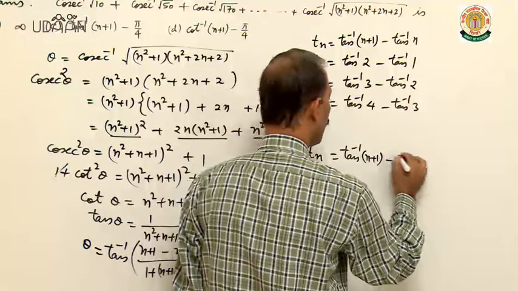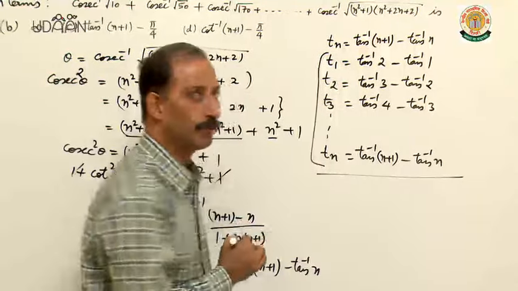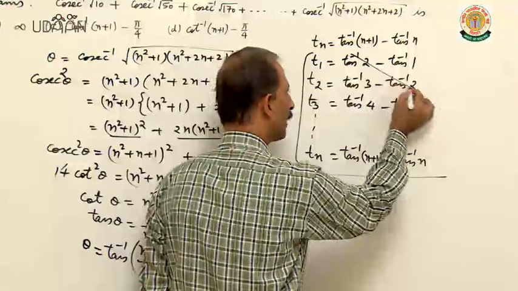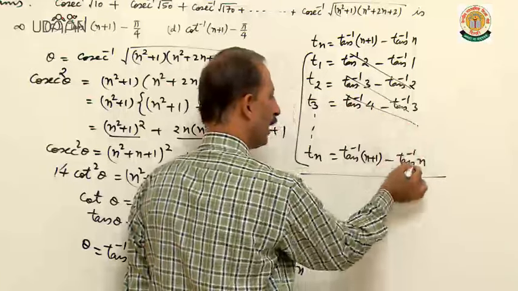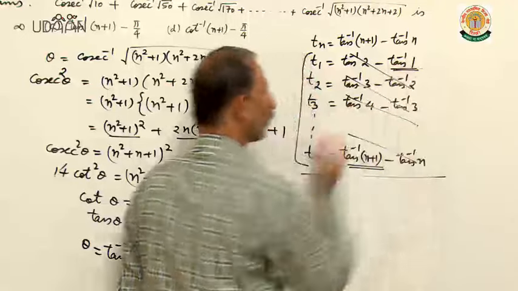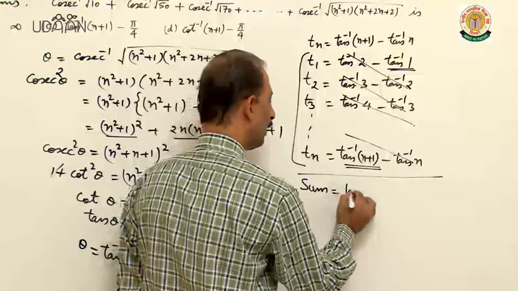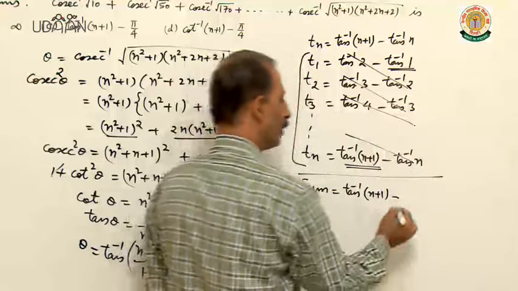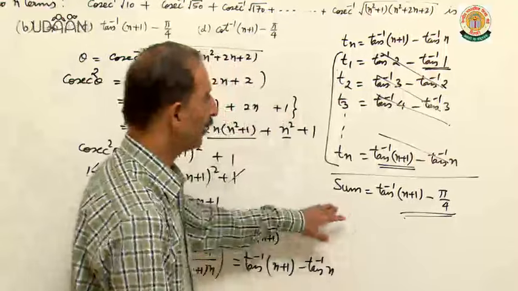If you are adding these terms, first to n terms we have to add. Children, you can see here, this is positive, next one is negative. This term will be cancelled by this, and this cancelled by this. Like this way, this term will be cancelled by this, and this term is cancelled by the previous one. So there are two terms left which are not cancelled. So what is the sum here? Tan inverse n plus 1 minus tan inverse 1. You know, children, the value of tan inverse 1? Pi by 4.